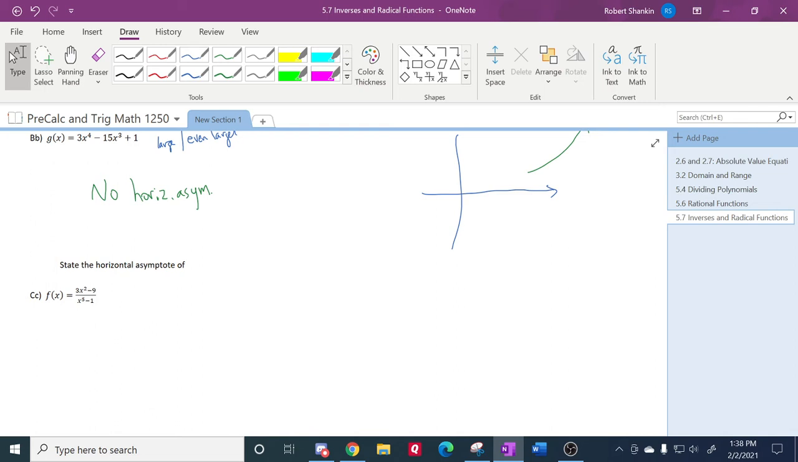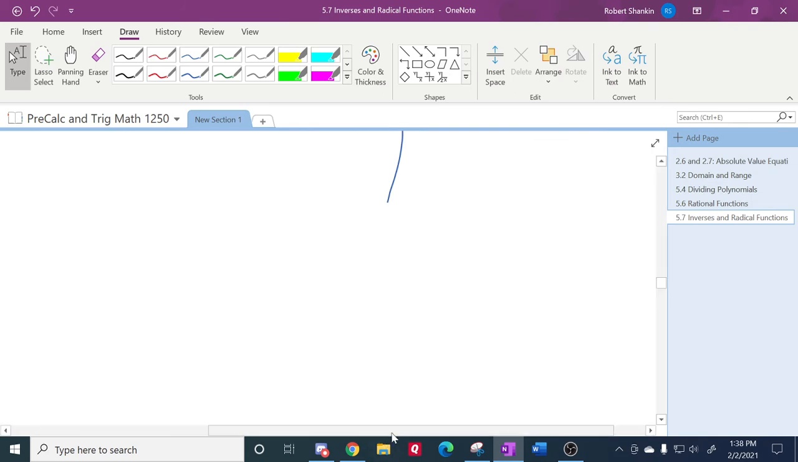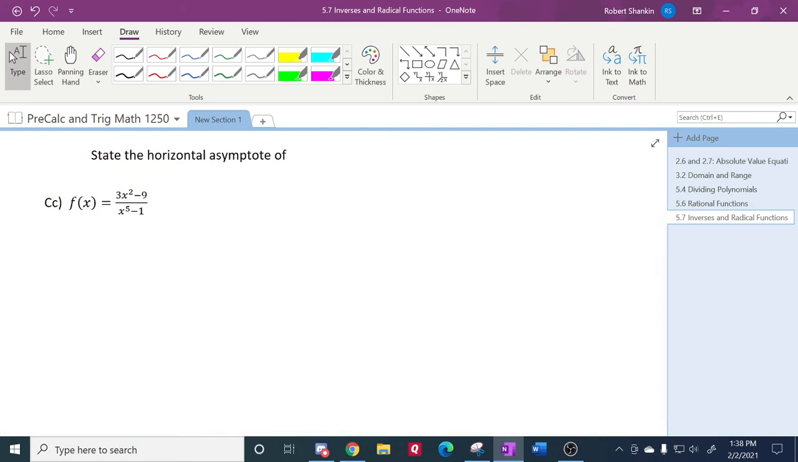Expand a little bit, Robert. It just got small all of a sudden. I don't know. Let me make it larger. Yeah, thank you. Thanks for the input. State the horizontal asymptote of that function. Okay, 30 seconds more.